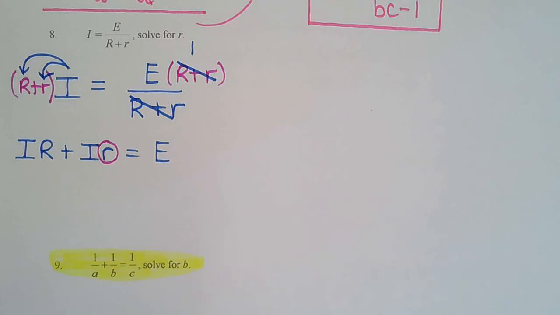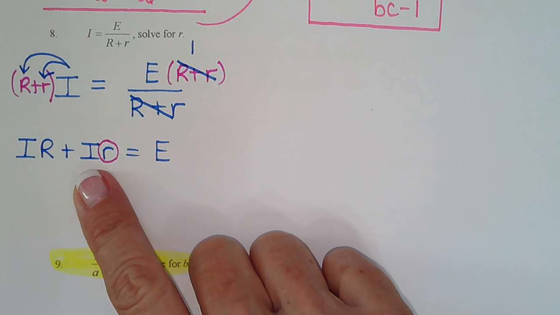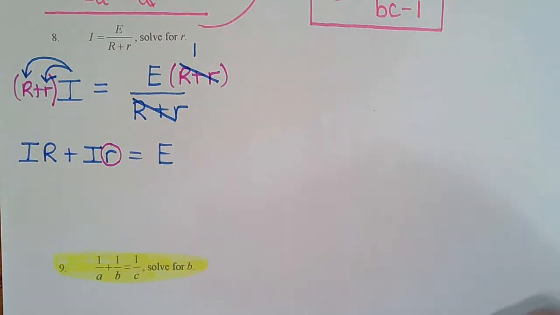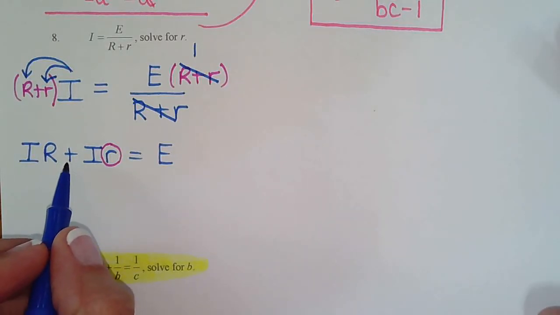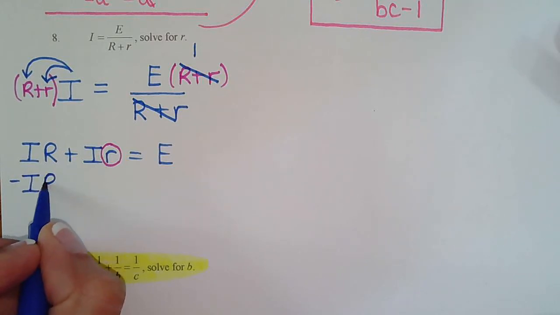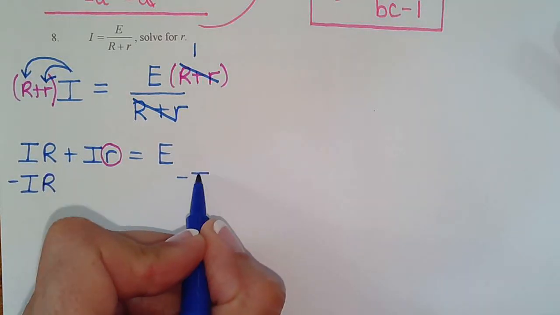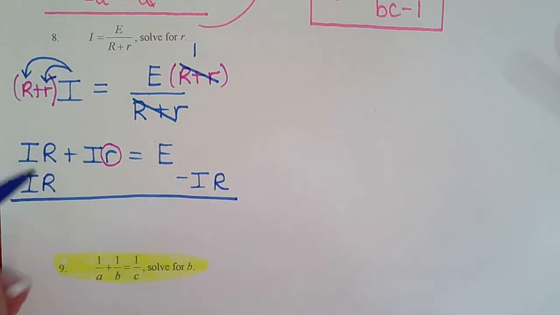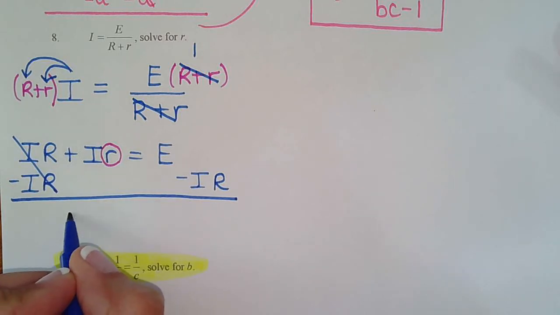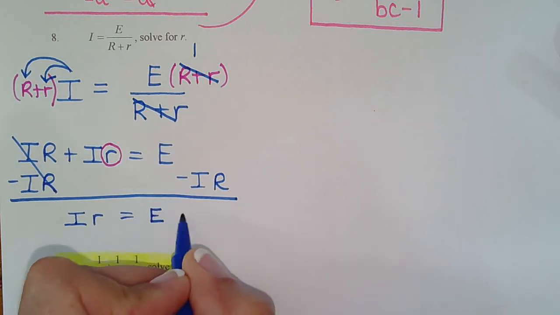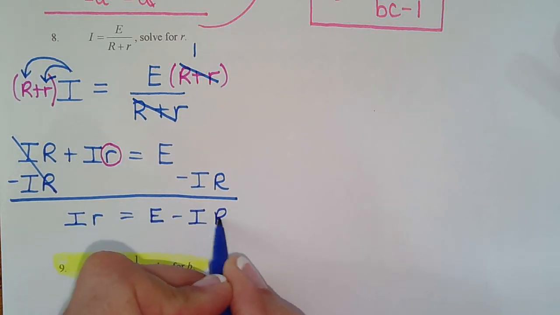So this is when you jump into opposite mode. If I want to get this all alone on the left side, I have to do the opposite to move everything else over. So the opposite of add IR would be subtract big I, big R. And again, don't put it underneath the E. It's not a like term. It's just going to get subtracted from it. So we're getting closer. Big I, little r equals E minus IR.